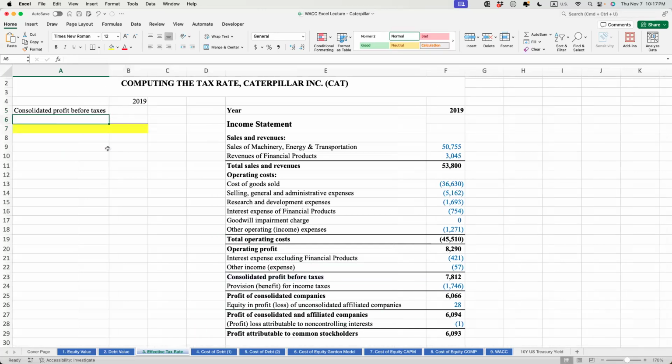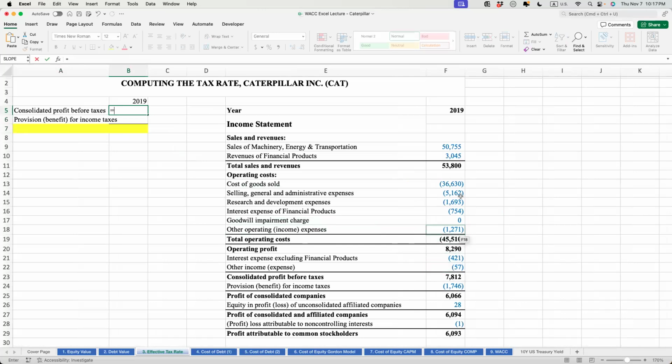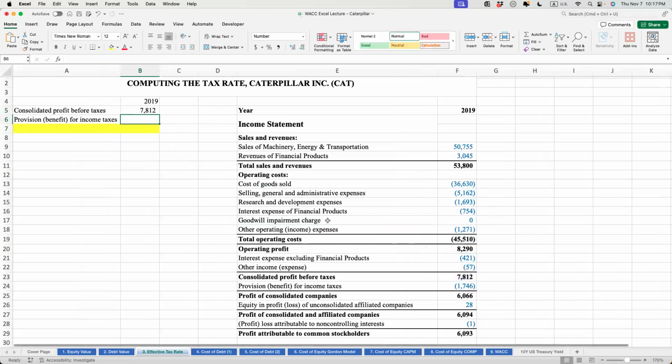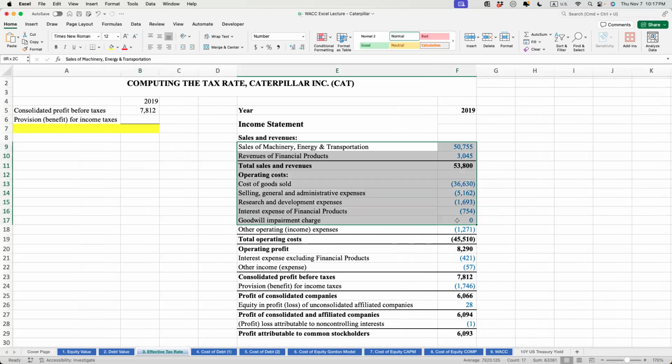And then it's going to be the provision for income tax. And then we can basically just link the value, profit before tax. And for the taxes, just pay attention, because I set up my income statements in this example specifically. I set up the income statements for all the expenses as a negative value. So I put in the parentheses.